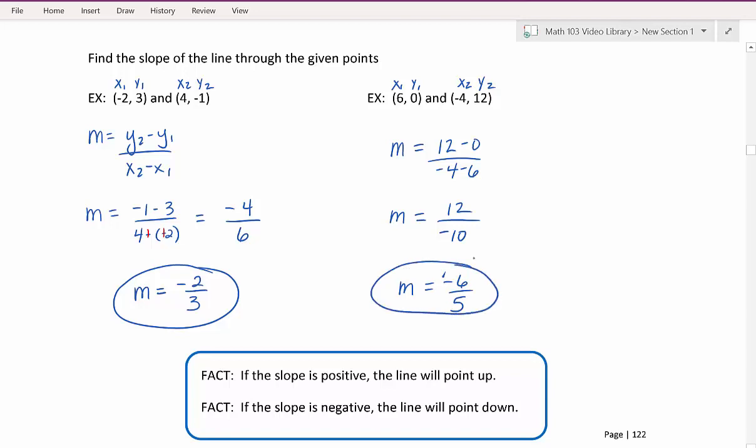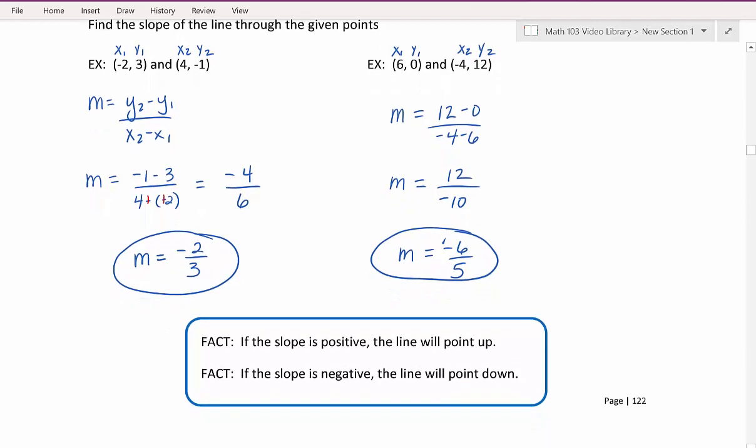The slope tells us the slant or steepness of our line. So if the slope is positive, then the line will point up from left to right. But if the slope of the line is negative, it will point down from left to right.